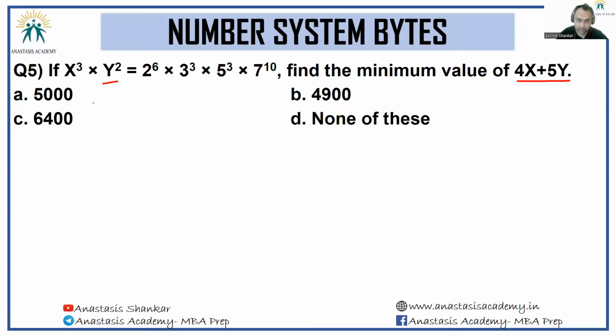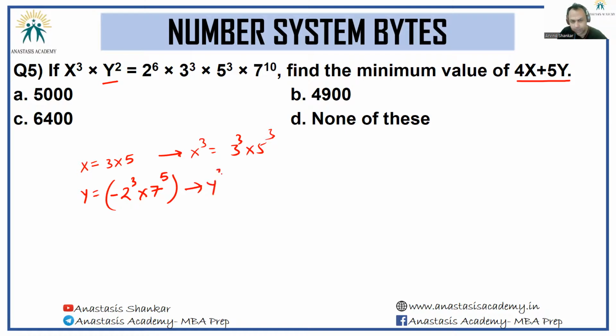So can I go ahead and say, let x be equal to 3 into 5 and let y be equal to the negative version of 2 cube into 7 raised to the power 5. Can you see if you cube x, if you multiply x with itself 3 times, you will get x cube is equal to 3 cube into 5 cube, and y square will indeed turn out to be 2 raised to the power 6 into 7 raised to the power 10. So x cube into y square will indeed give you all the terms as required.